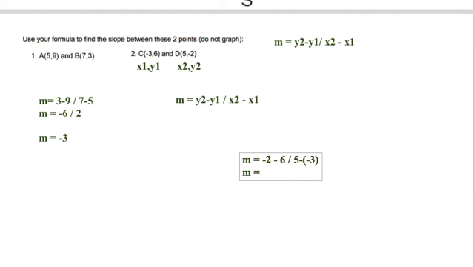When we calculate this out, -2 minus 6 gives us -8. And then we have 5 minus -3. Remember, two negative signs make a positive, so it's going to be 5 plus 3. So m equals -8 over 8. -8 divided by 8 is -1, because 8 goes into 8 one time, and it's a negative, so it stays that way.